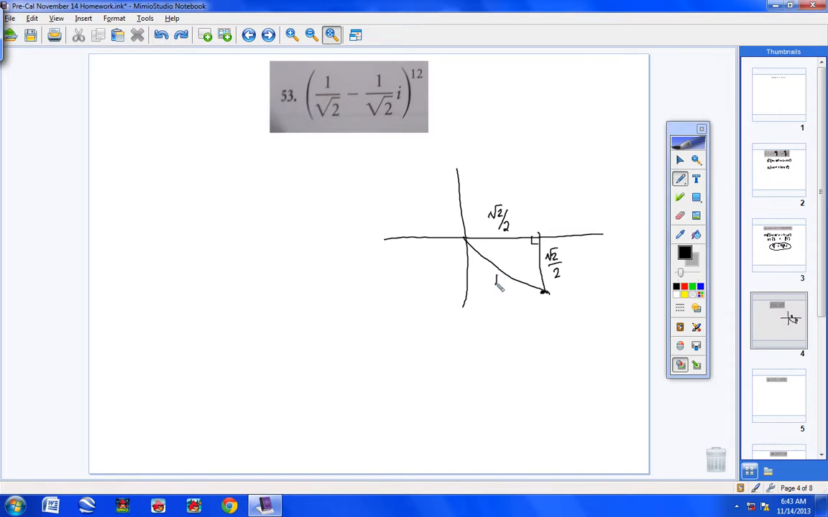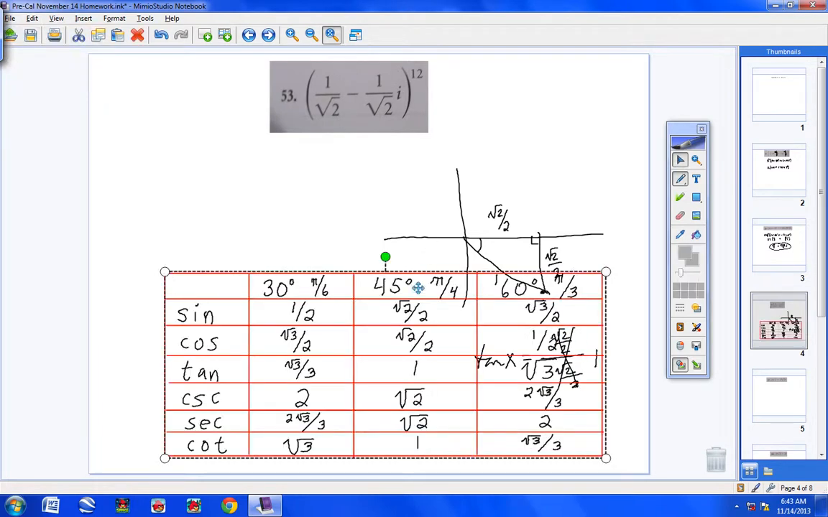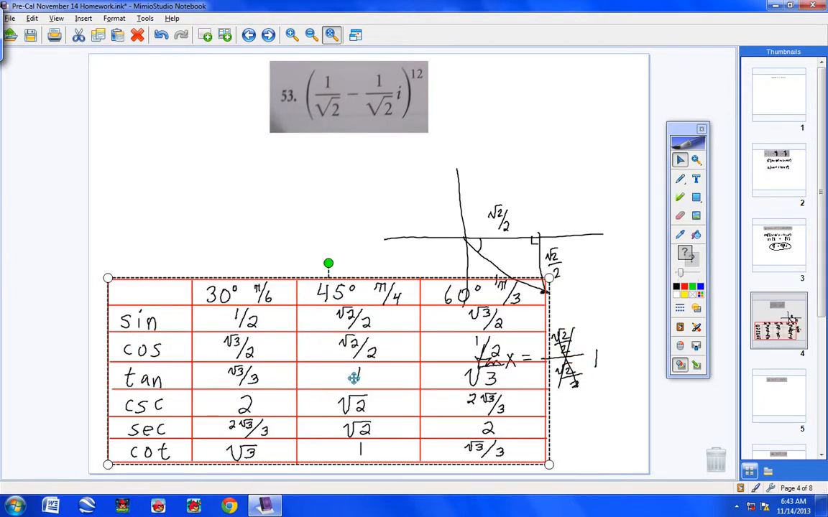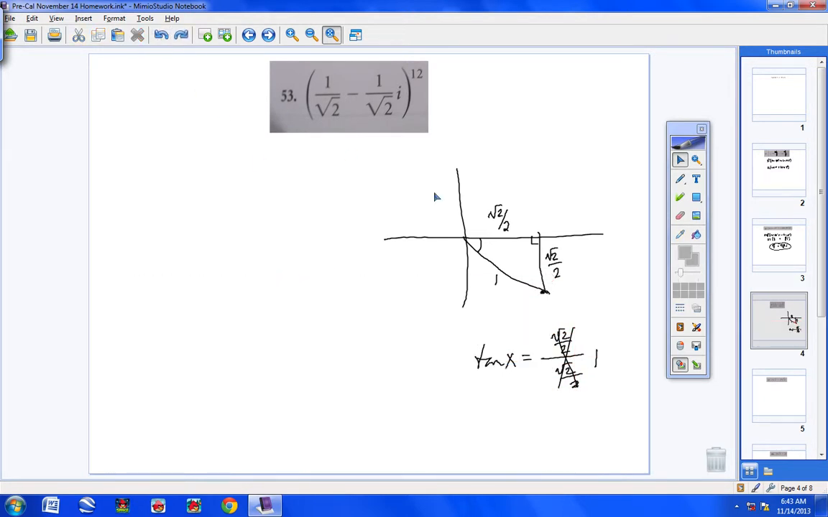So I put a 1 here, and now let's find this angle. And I say tangent of x equals opposite over adjacent. Well, guys, the square root of 2 over 2 all over square root of 2 over 2. And anything over itself is just 1. So what angle, when I take the tangent of it, gives me 1? Well, let's see. Tangent of 45 is 1. So I know this angle right here is 45 degrees.